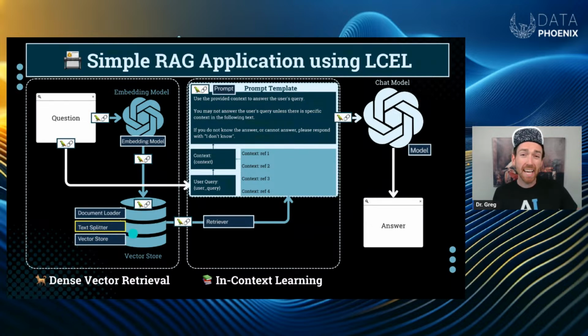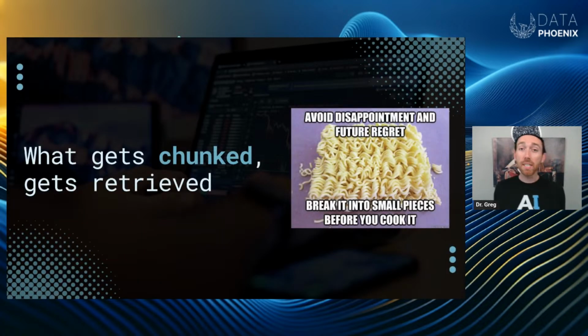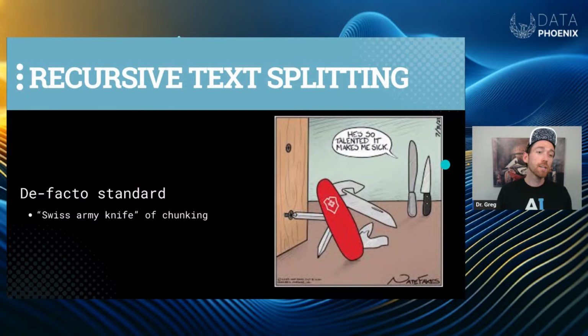Number one is the text splitter. And I'm just going to say a few words about a few key components. Notice we've got document loader, text splitter, vector store, embedding model, retriever, and model here. Let's just take a look. Text splitting. It's all about chunks. What gets chunked gets retrieved. How are we chunking? With the Swiss Army knife of chunking, the recursive character text splitter.